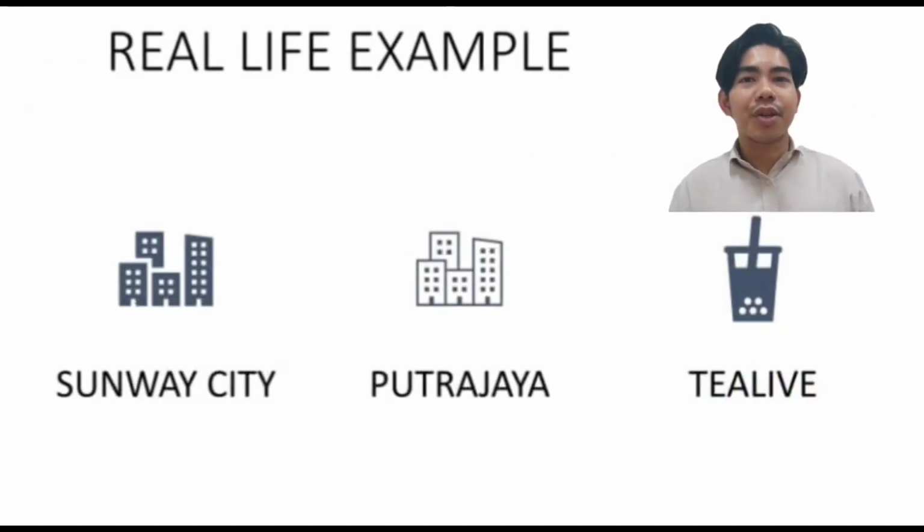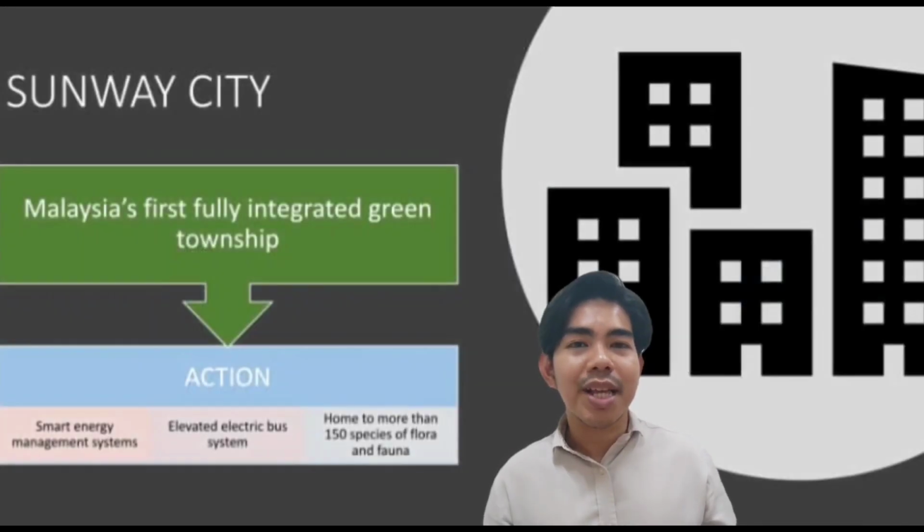Now let's move to the real life examples. We provide 3 examples, which are Sunway City, Putrajaya and Tea Life. Four decades ago, Malaysia's Sunway City, Kuala Lumpur was little more than a wasteland, bare and virtually devoid of life following years of mining upheavals. Gravel, sand and mud were essentially all that was left behind.